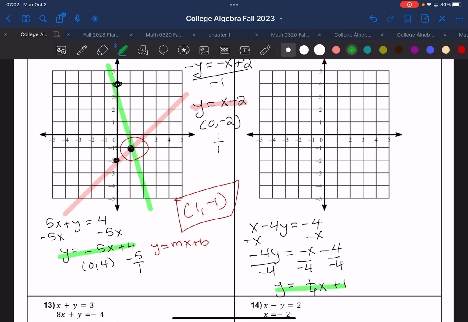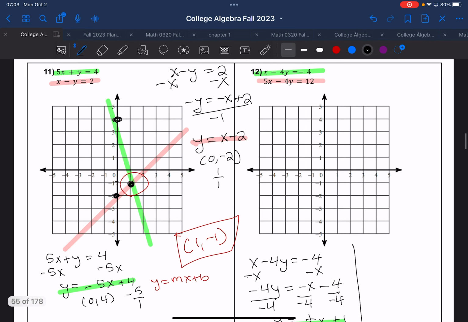Okay. How does that work? The negative x over -4 becomes positive. There's just a rule that says negative divided by negative is positive. Just like negative times negative is positive. It's just a rule you need to memorize for that one.